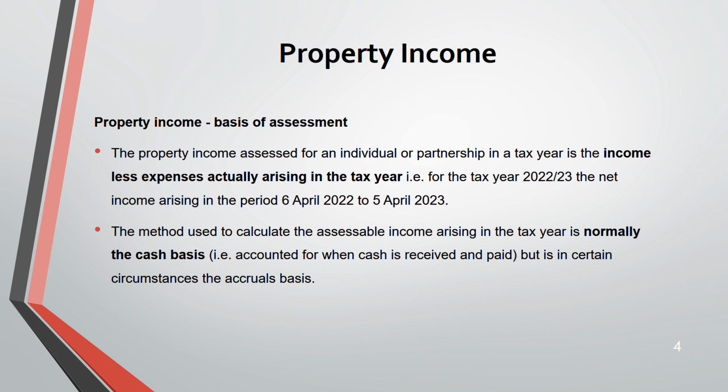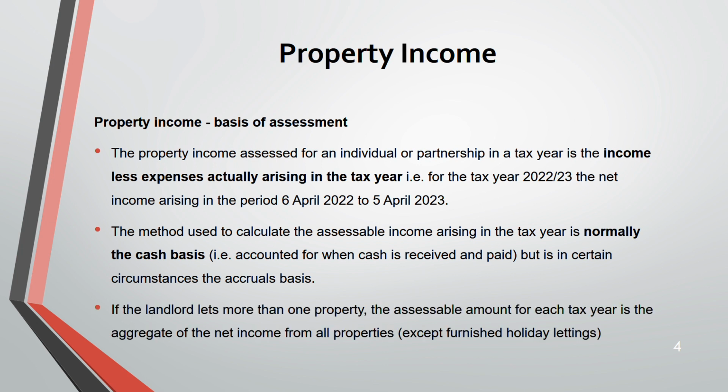But cash basis is not in for all the situations. It is the accrual basis that is there for every situation. Cash basis only comes for limited situations. So what if you let more than one property? Then what do you have to do? You have to aggregate the net income from all your property and expenses from all your property. So deduct your aggregate income with expenses and calculate the property income. Except one thing, that is furnished holiday lettings. Any income and expenses from this furnished holiday lettings, you should ignore. Don't put it under this. That is a separate topic.